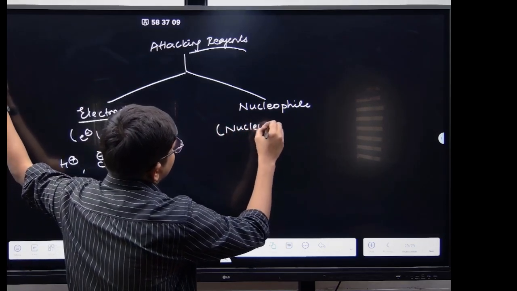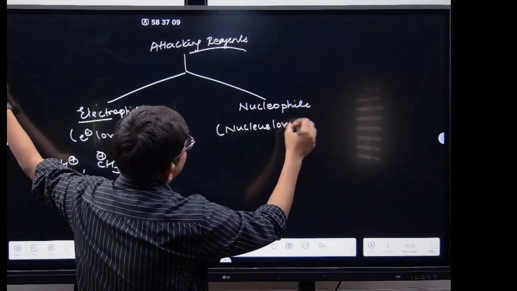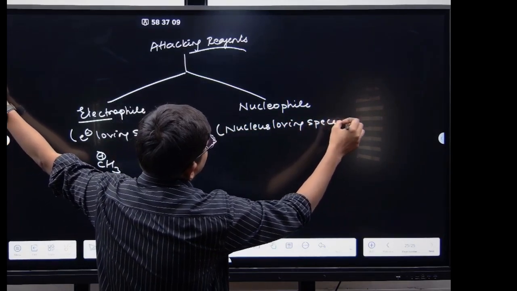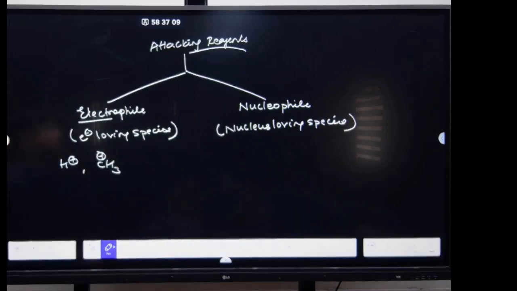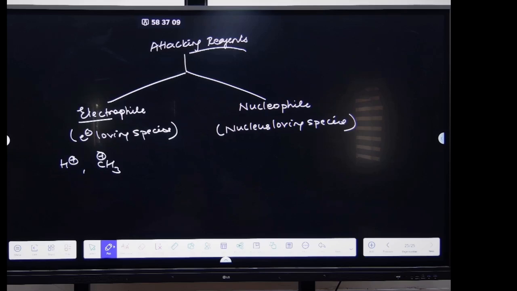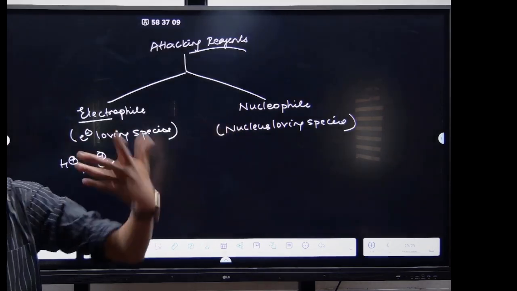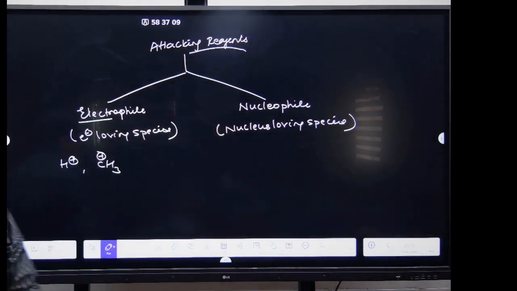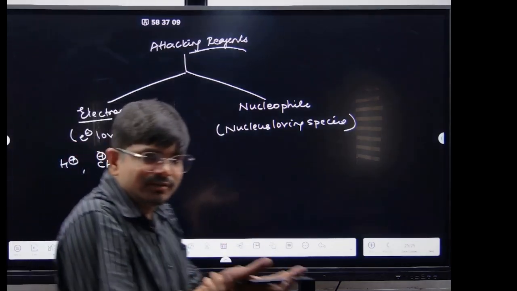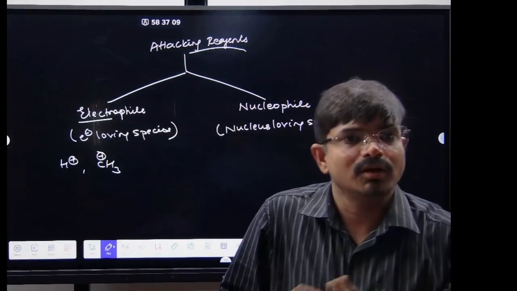This will basically be a nucleus loving species. Got it? Understood? Nucleus loving species means it will attract the electron density towards it. Nucleus means proton, right? So proton loving species means attracting electron density towards it. It means that it will have high electron density. इसके पास electron density बहुत ही ज़्यादा होगा.